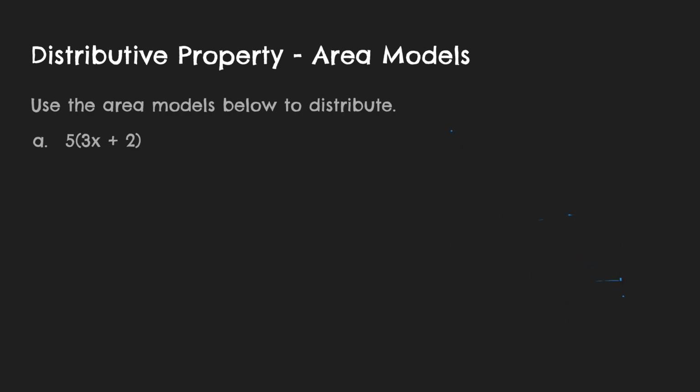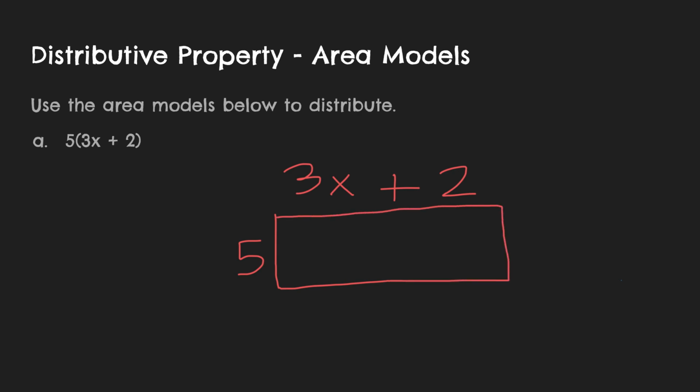So we're going to do the same thing. I'm going to do 3x plus 2 on the top, and I'm going to do 5 on the side. You'll notice I don't have 4 boxes, I just have 2 to deal with. Then I'm going to start with the easy one. 5 times 2 is 10, so that's easy. And then 5 times 3x.